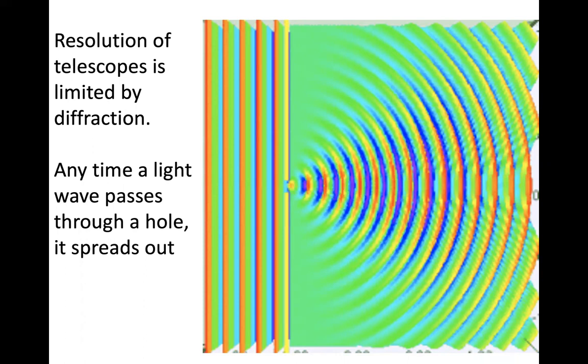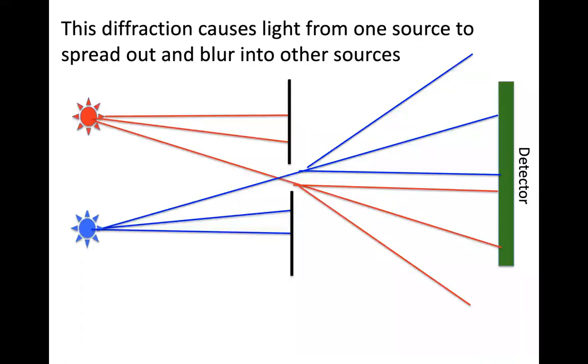This is a problem for creating images because it means if you have a hole, the light coming through that hole spreads out. So the light from this source doesn't just hit this part of the detector, it hits this entire region of the detector. Similarly, the blue star light doesn't just hit this part of the detector, it hits a region of finite range. Now, if these two things are close to each other, those two sprays of light will start to overlap and make it difficult to distinguish.